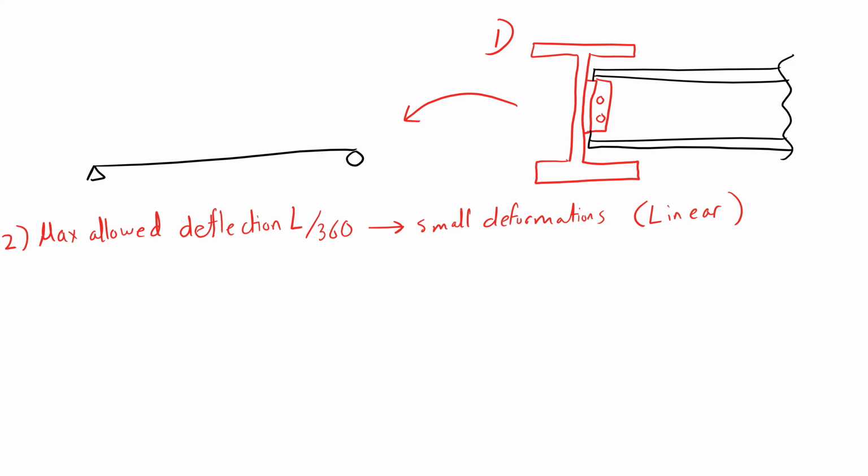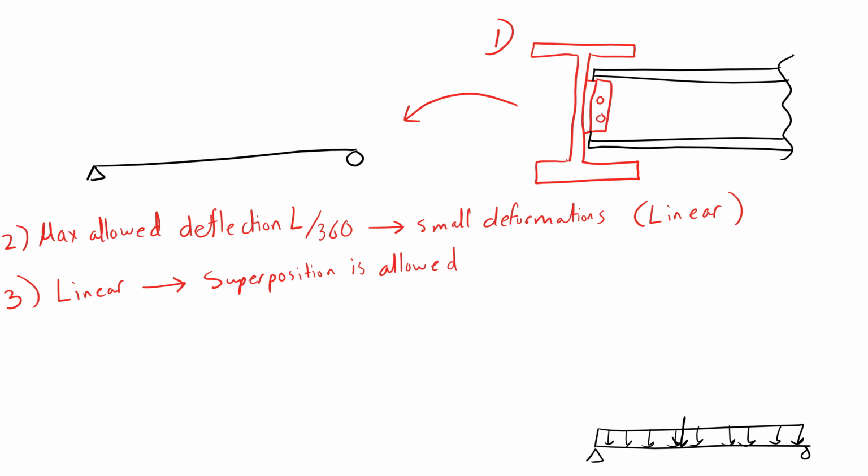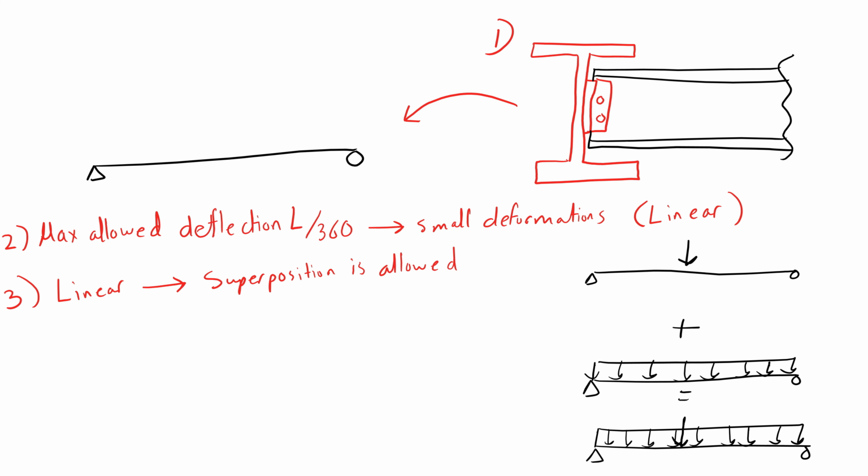When having small deformations, the linear analysis is adequate to represent our beam. And because we have a linear analysis, we can use the principle of superposition. This means that when evaluating the response of a beam loaded by a uniform load and a concentrated load, this is equivalent to evaluating the responses of the concentrated load and uniform load cases separately and adding the results.